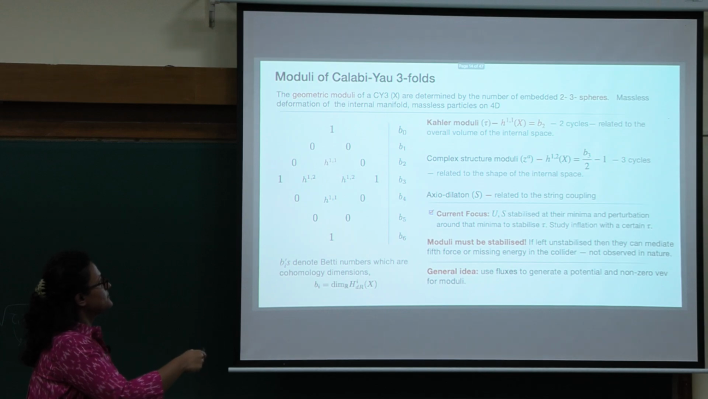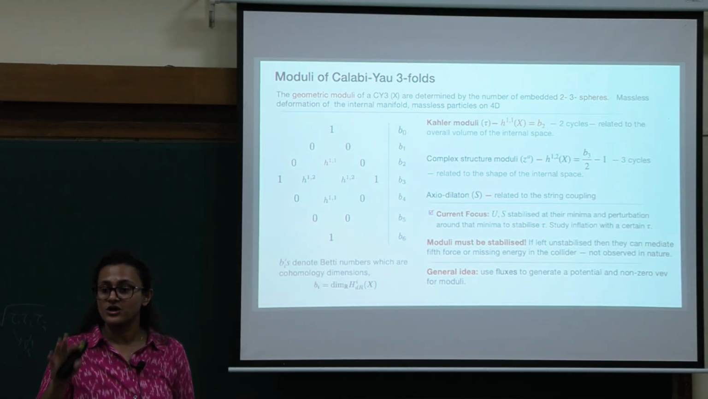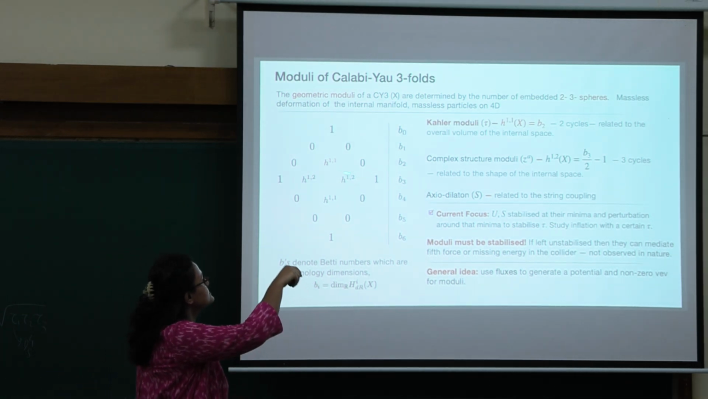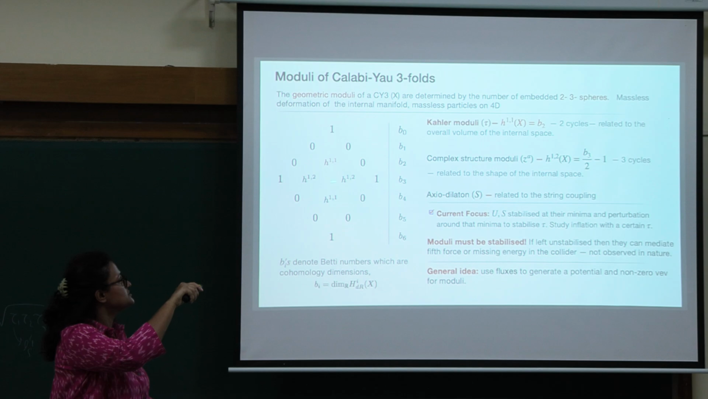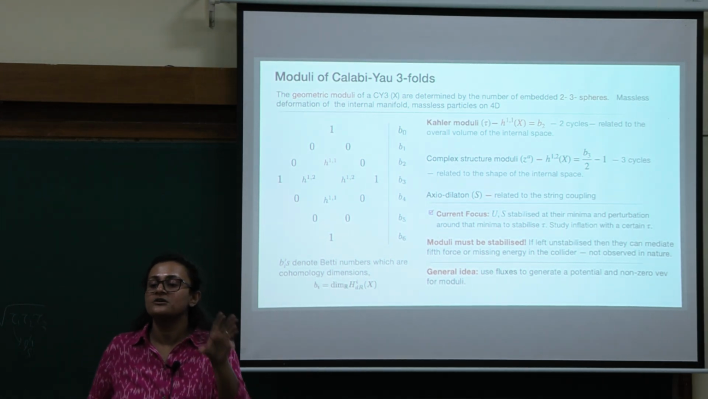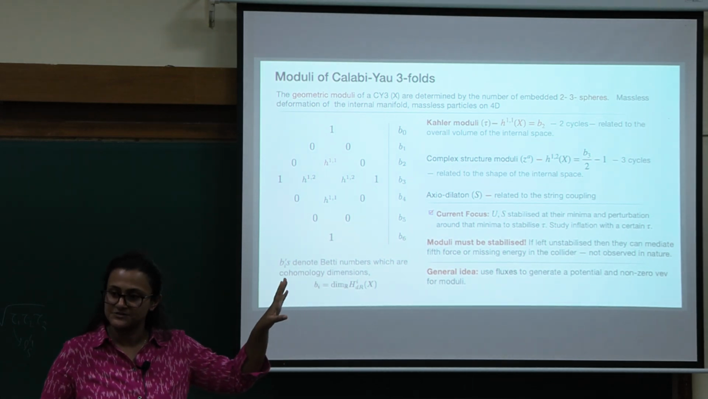Okay. So, like I said, I need to know the topology of the internal space, and that I can construct using the Betti numbers. So this h11, h12 is just telling me how many scalar moduli and how many complex structure moduli are present in my internal space, my extra dimensions.